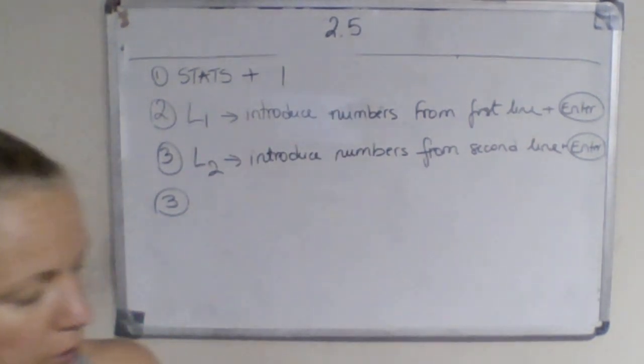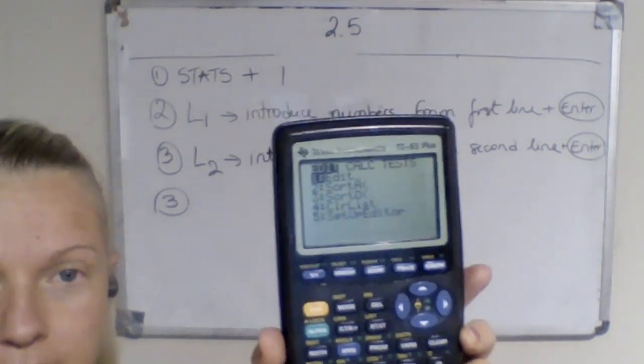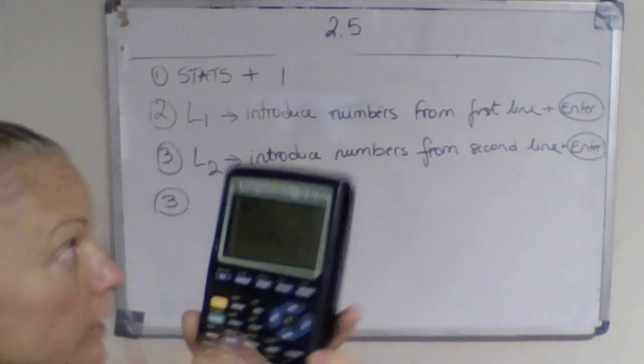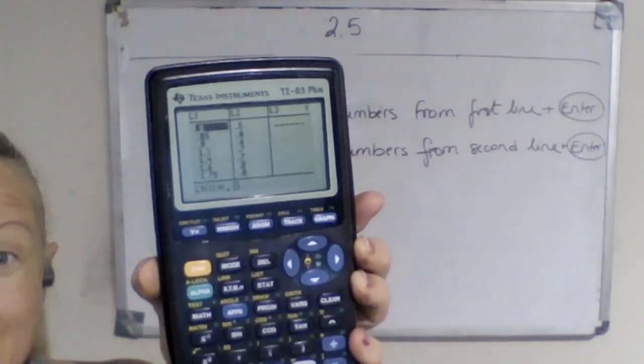So we're going to start with stats. When our plot is on, we're going to push stats. And the first thing that's highlighted there is edit. So we're just going to do stats and push number 1, okay? Now, mine is already done.